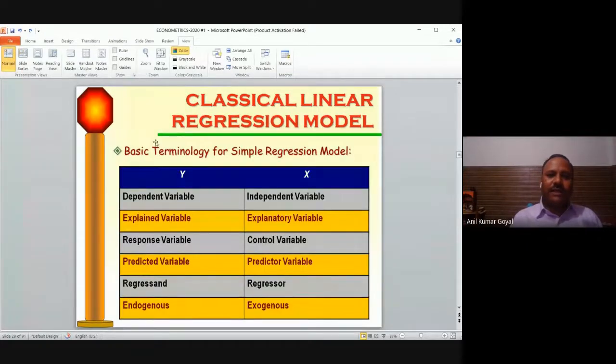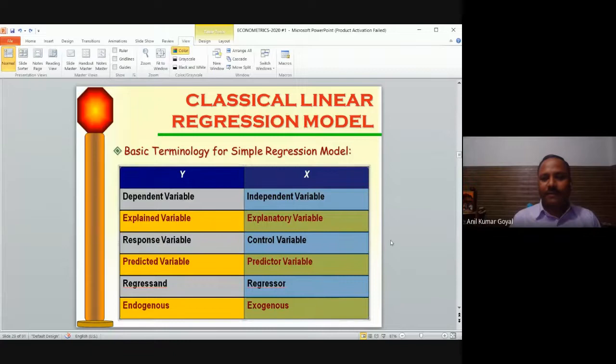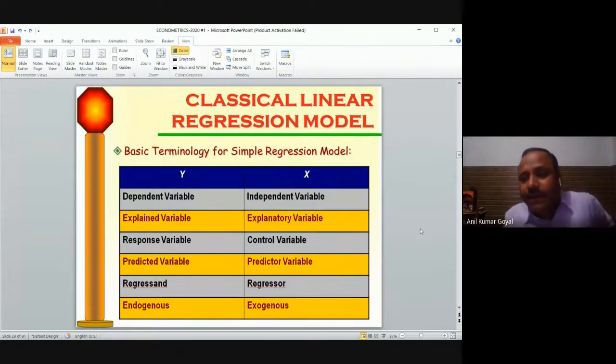Now, you must understand the basic terminology for simple regression model. Y is the dependent variable, X is independent variable. But at the time of reading paper, you may find some fancy names like explained variable, explanatory variable, response variable, control variable, predicted variable, predictor variable, regression variable, regressor variable, endogenous, exogenous. So all of them are dependent, all of them are independent variables. The other names for dependent and independent variables. Clear? Any doubt?